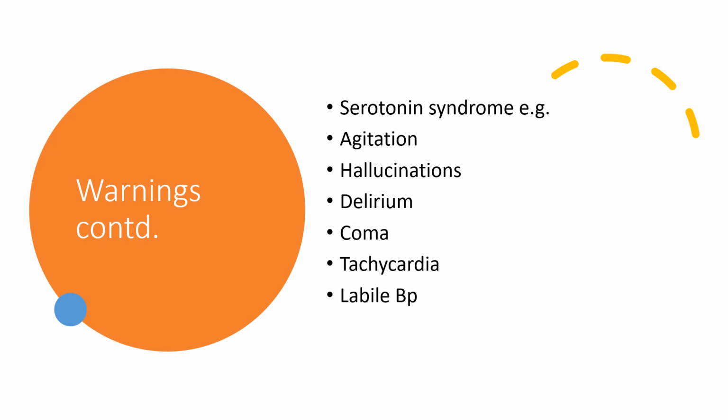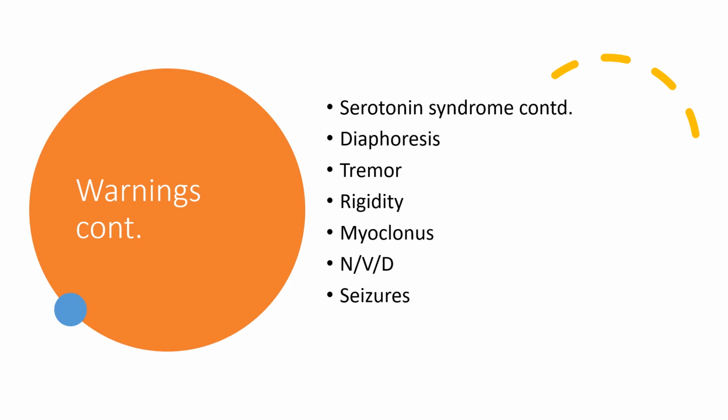Serotonin syndrome can come up, and that will lead to agitation, hallucination, delirium, coma, tachycardia, labile blood pressure. The meaning of that is that the blood pressure will be fluctuating between hypertension and hypotension. Also part of serotonin syndrome will include diaphoresis, tremor, rigidity, myoclonus, nausea, vomiting, and diarrhea, and of course seizures.